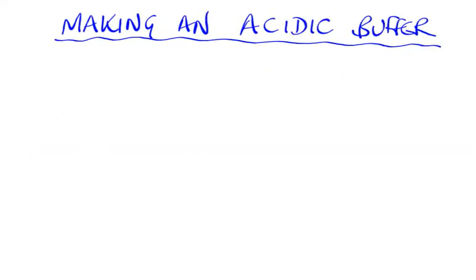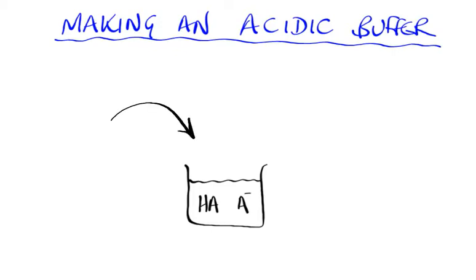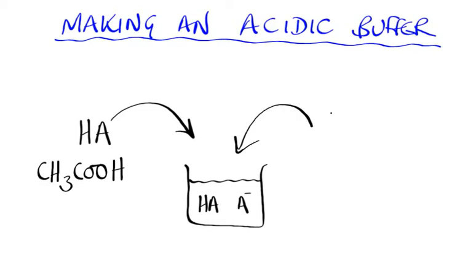We're going to look at two ways to make an acidic buffer. Now, bearing in mind that for an acidic buffer we want carboxylic acid and some of its salt, perhaps the most obvious way would be to simply mix together a weak acid, so for example ethanoic acid, with some of its salt, which may well be sodium ethanoate. So just simply mix those two things together in a beaker and you will have an acidic buffer.